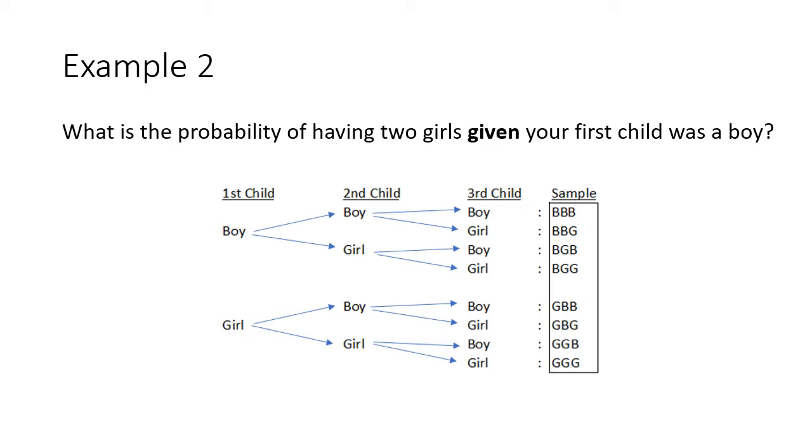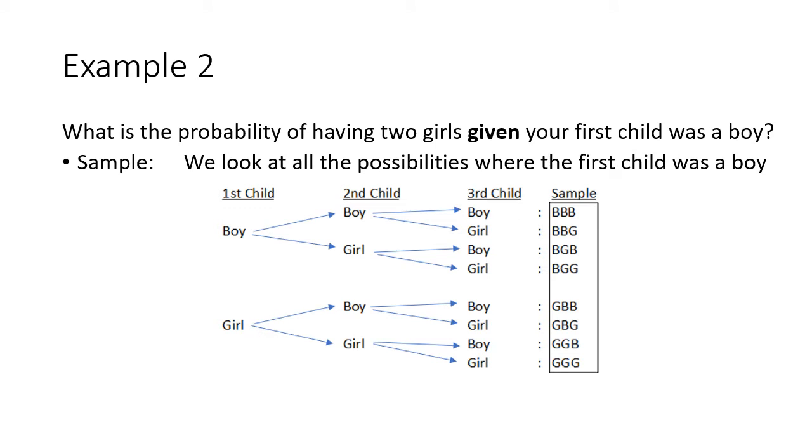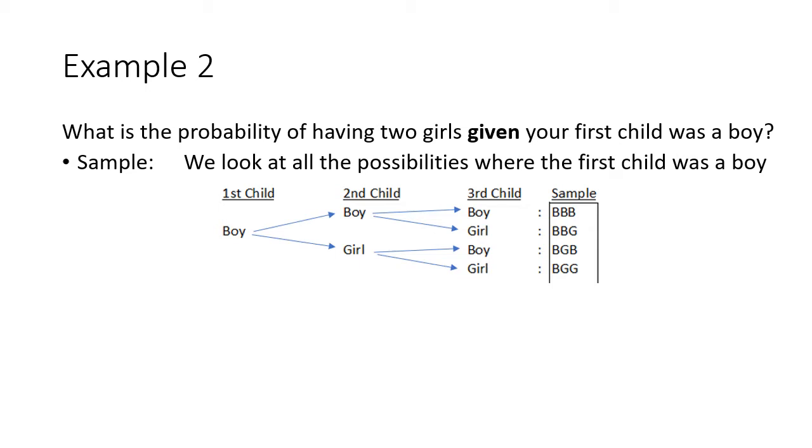Now, what if I make this a conditional probability? What's the probability of having 2 girls given your first child was a boy? Again, with these conditional probabilities and dependent events, because I'm now given some information, that given information is actually going to make my sample space smaller. It's going to restrict my sample. So if I know that my first child was a boy, I only need to look at the possibilities where the first child was a boy, which means my sample space is now cut in half. My sample size is now 4.